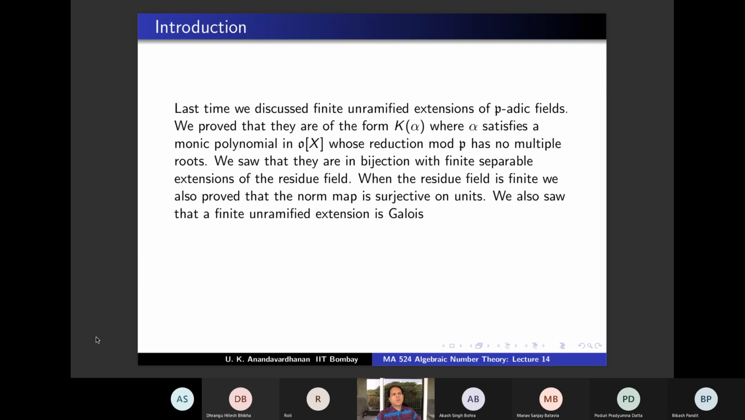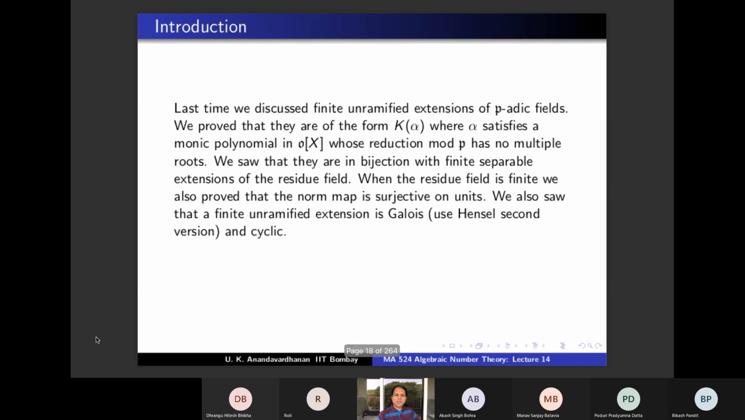And how does it follow? If f is the minimal polynomial of alpha, take f bar, which is in the finite field, since we are in the residue field is finite case. It has all its roots there because that extension is Galois. So f bar splits linearly, and Hensel's lemma will allow you to split f linearly. So f also has all its roots. This is Hensel's second version.